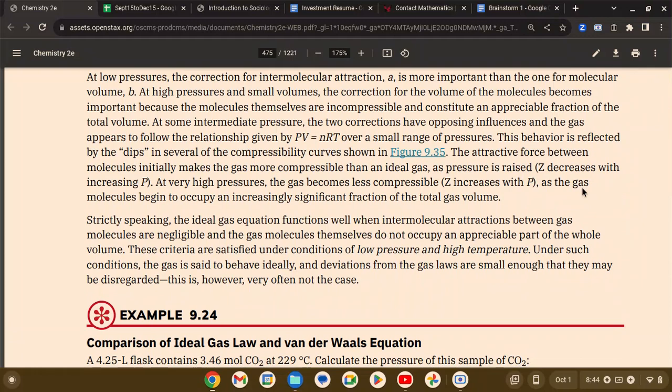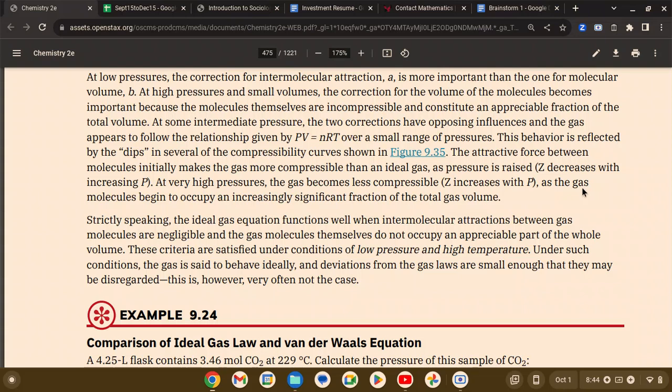The attractive force between molecules initially makes the gas more compressible than an ideal gas. As pressure is raised, Z decreases with increasing P. At very high pressures, the gas becomes less compressible, and Z increases with P as the molecules begin to occupy an increasingly significant fraction of the total gas volume.